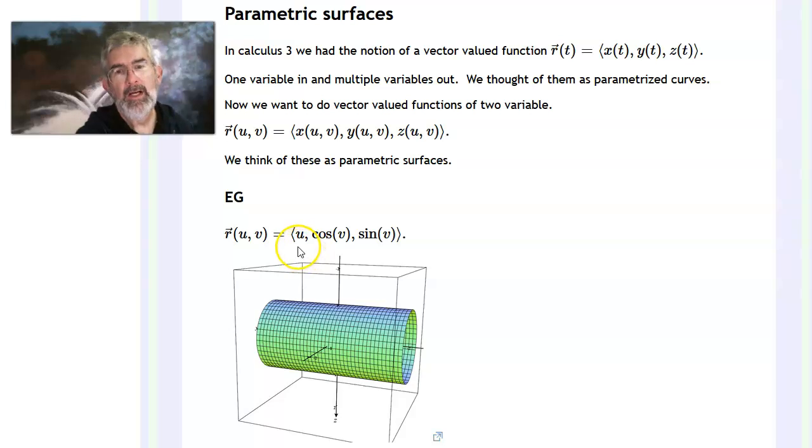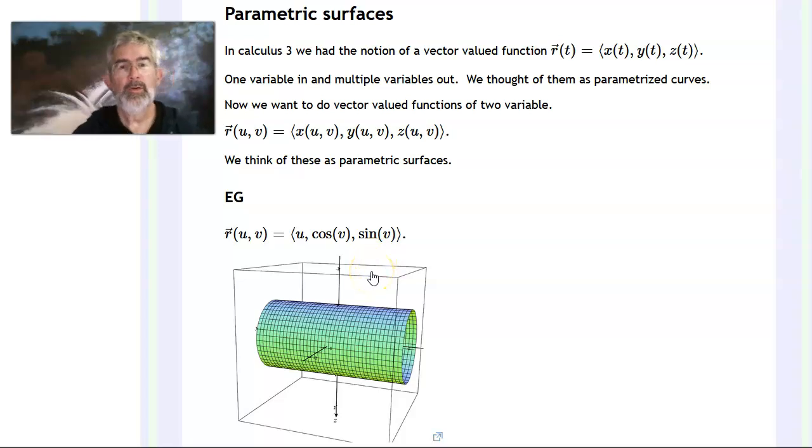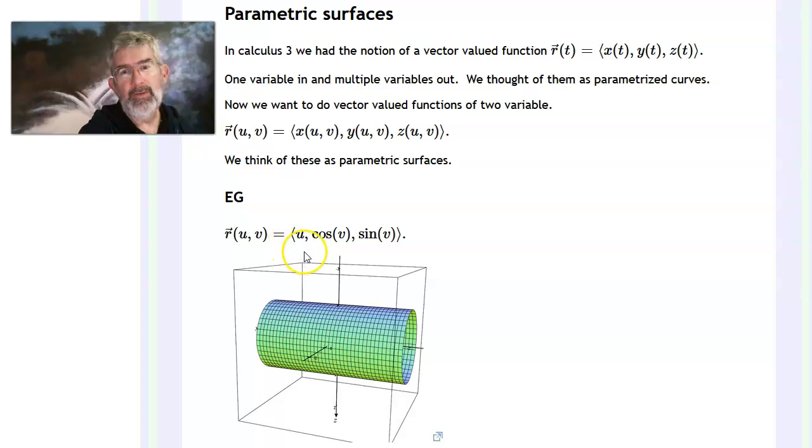So for instance, here's a cylinder. This is r of u and v equals, first component is u, the second component is cosine v, the third component is sine v. Now, just look at the y and z components there, cos v, sine v. If you didn't have that first coordinate, this would just look like a parametric curve. In fact, it would look like a circle in the yz plane. Right? But there is another variable because the x coordinate is being used as u.